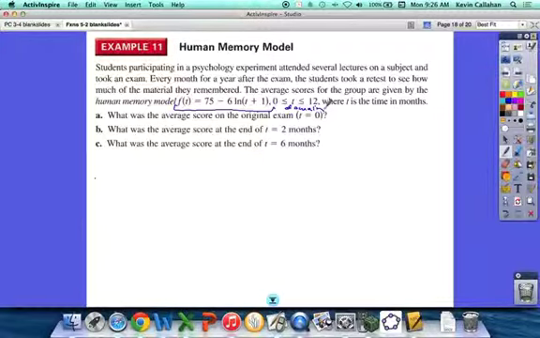Okay, so what was the average score on the original exam? How would you find the value of this function? They've told you in parentheses, t equals 0. How are you supposed to find the value of the function? Plug in 0 here and just calculate. If you put in a 0 for t, 0 plus 1 is 1. What is ln of 1? It's 0. So at the very beginning, this term right here is all 0, and the value of the function is 75.